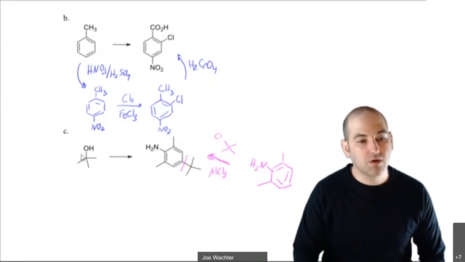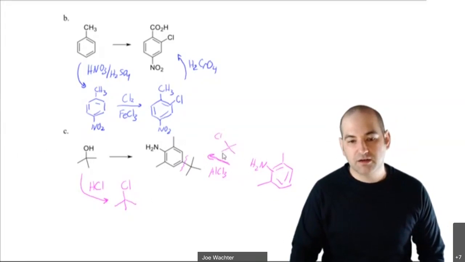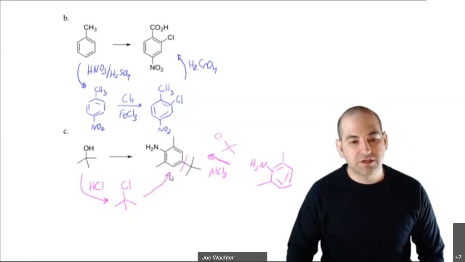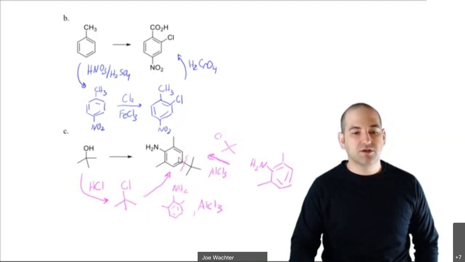So we can substitute there, just even a simple SN1 substitution would work here to make that chloride. And then we simply need to add that whole benzene thing. Aluminum trichloride as a catalyst to put that on that position to make that product.